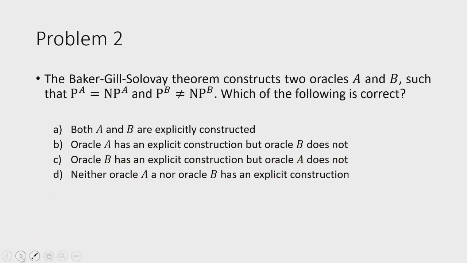So what's the answer? I think the answer is A, that both have to be constructed explicitly. I'm not sure, because I have not referred to the proof of this theorem. But I think that both should be constructed explicitly. Okay, so the answer is actually B. A is constructed explicitly, but B is not constructed explicitly. You merely show that a B exists.